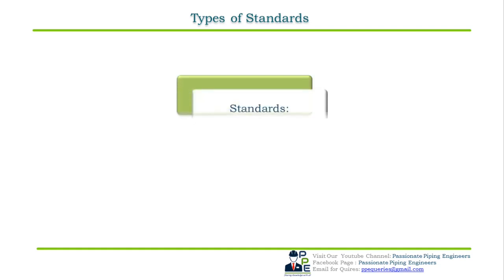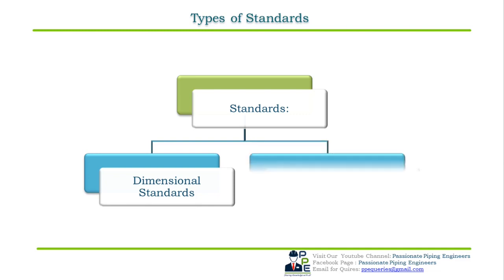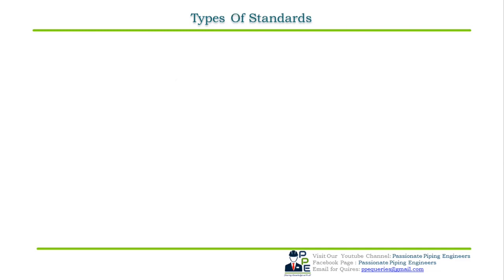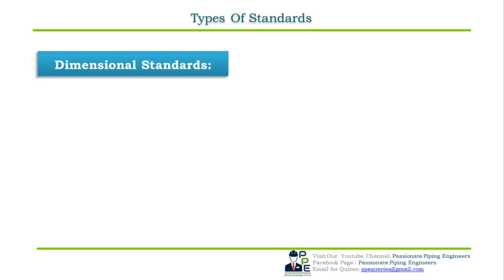So let us see the types of standards used in piping. Standards are classified into two types. First is dimensional standard and second is pressure integrity standard. Let us first see what are dimensional standards.